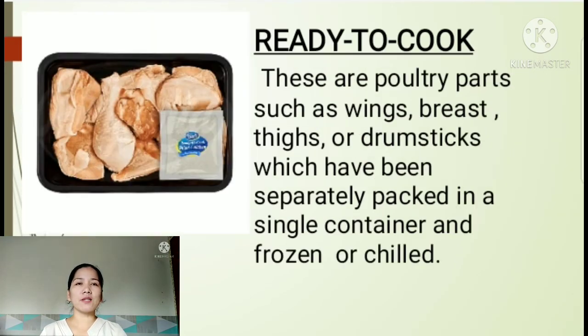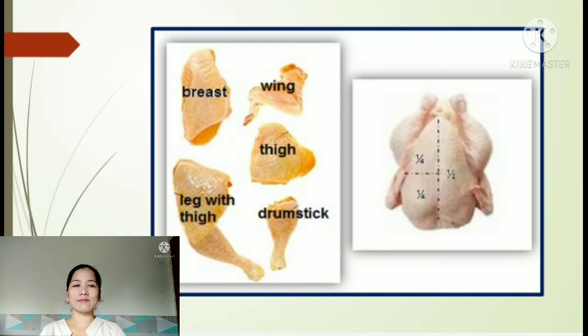Okay, the next market form yung tinatawag nating ready to cook. Ano nga yung ready to cook kanina? Nalagyan na ng seasoning or they are already marinated. So, ready to cook, these are poultry parts such as wings, breast, thighs, or drumsticks which have been separately packed in a single container and frozen or chilled, ready to cook. Nakalagay na sa pack. Okay, so ano ang nakikita ninyo sa larawan? Nakikita ninyo my whole dressed chicken, which is cut into one half and then one fourth. Dun sa other part, you have breast, wings, thighs, leg with thigh, and drumstick.